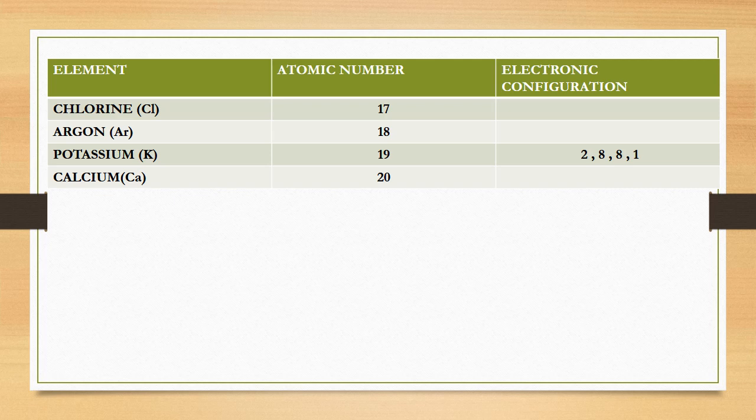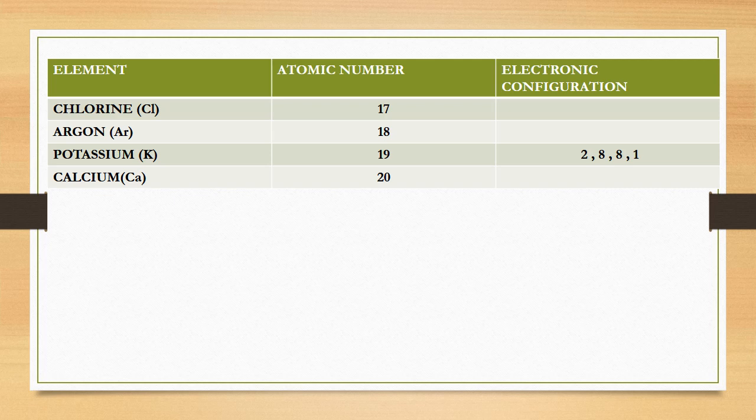So with respect to potassium, K cell will hold a maximum of how many? 2 electrons. L will hold a maximum of 8 electrons, then M will hold a maximum of 8 electrons, and then the remaining 1 electron will move to the N cell. So potassium has how many cells? It has 4 cells. Likewise, try to write the electronic configuration for calcium also.